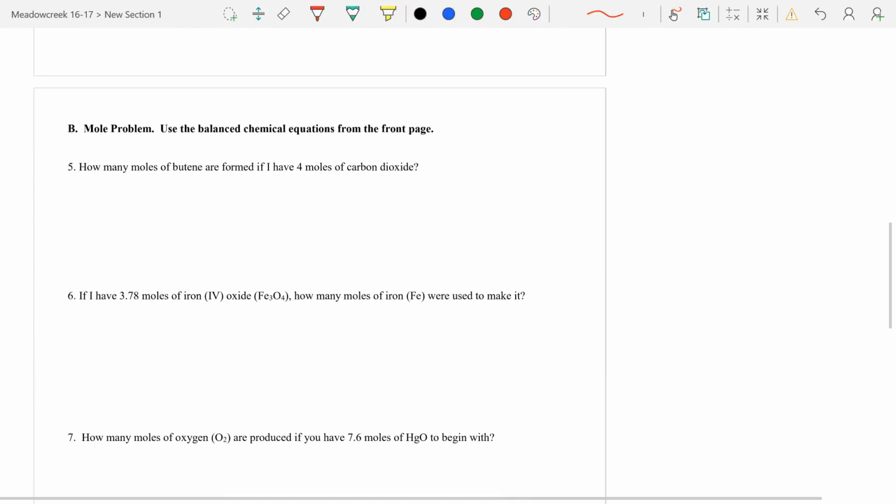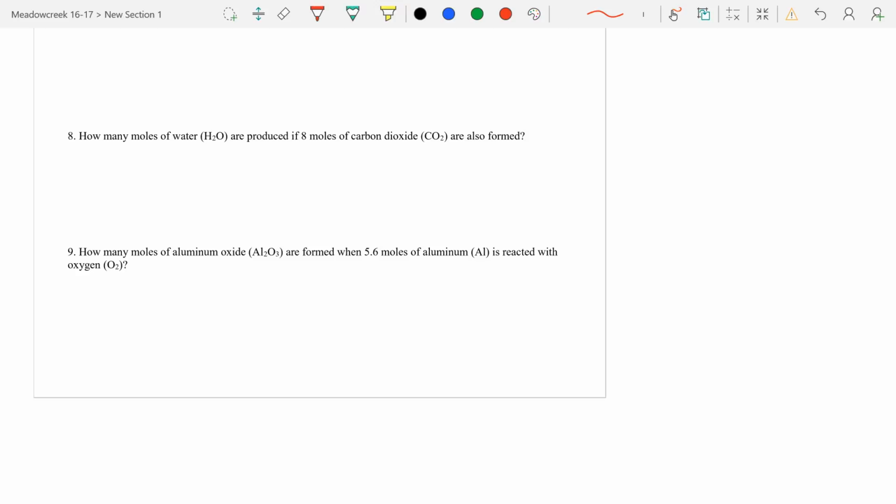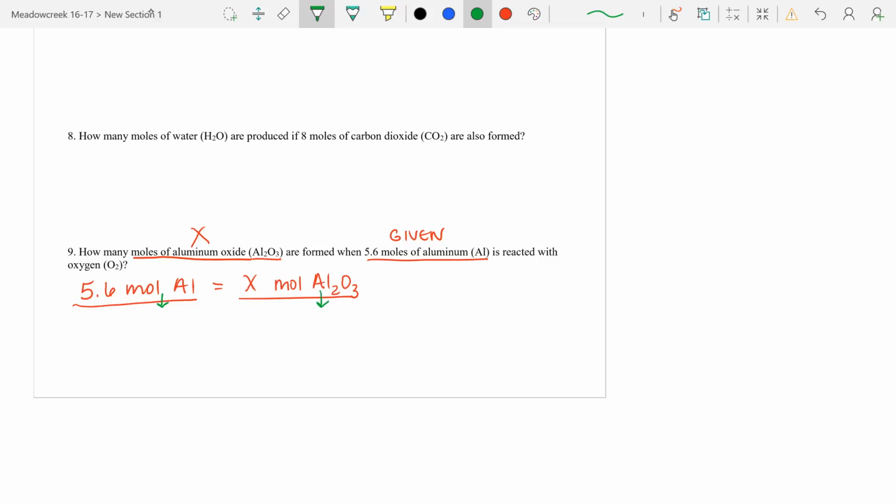So if we look at problem number 9, because this one deals with the reaction we've already done so far. It says, how many moles of aluminum oxide are formed when 5.6 moles of aluminum is reacted with oxygen gas? So our given is this number here. They've given us 5.6 moles of aluminum, and they want to know how many moles of aluminum oxide there is. So that's our X, what we're trying to find. So we're going to set this up as 5.6 moles of aluminum is equal to X moles of aluminum oxide. Now remember, whenever we're doing our ratios, whatever is our unit, we pull to the bottom. So if I have moles of aluminum on the top, I'm going to write moles of aluminum on the bottom. Moles of aluminum oxide on the top, moles of aluminum oxide on the bottom.